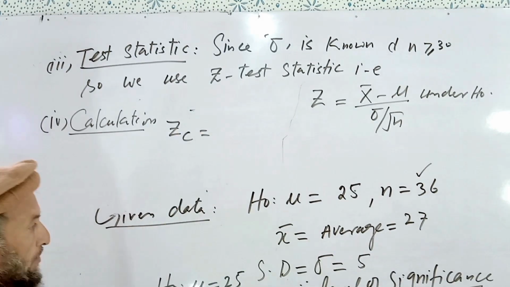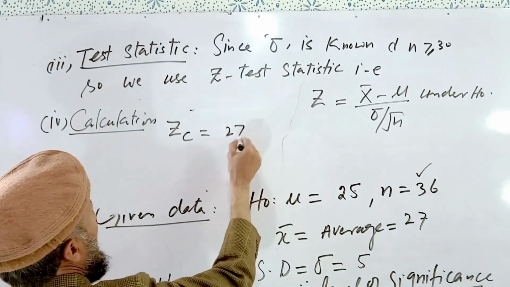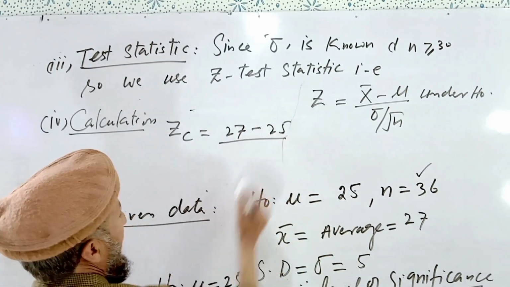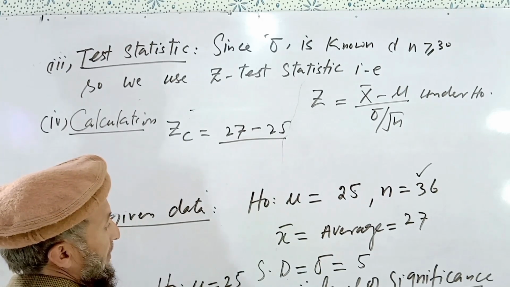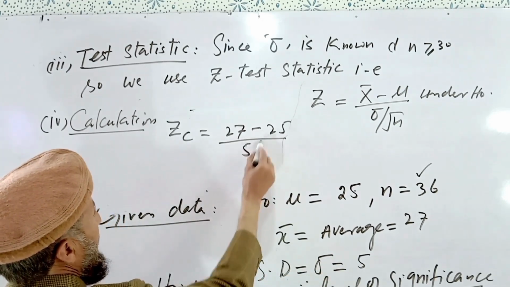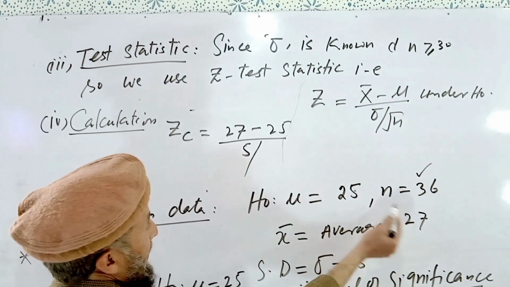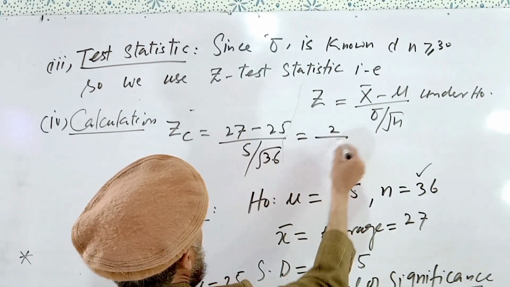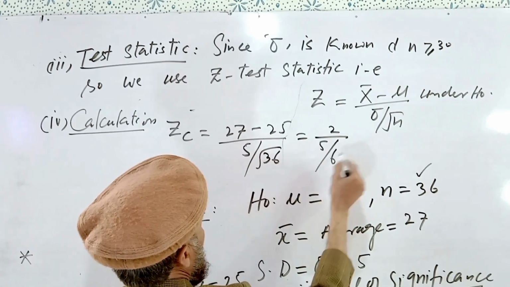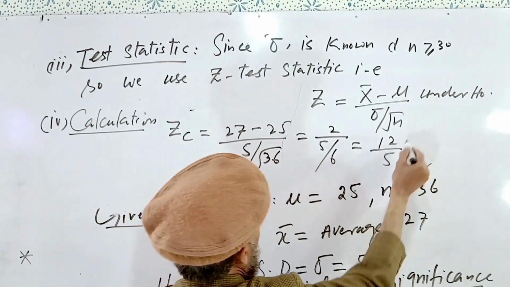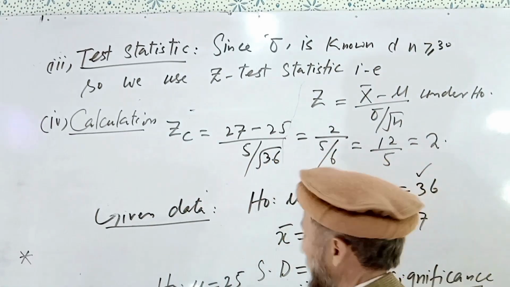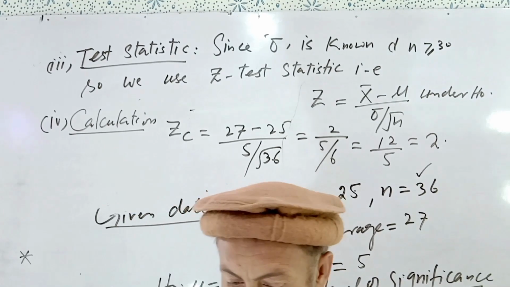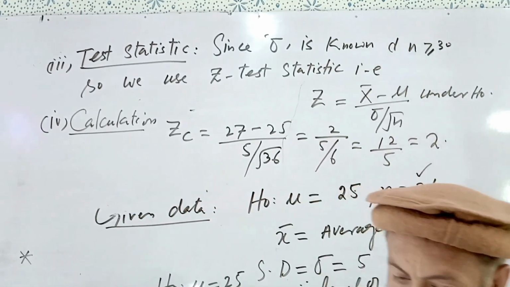Now the calculation. ZC is equal to x bar, which is given as 27, minus mu, which we are testing as 25, divided by sigma, which is known as 5, over root n, where n is 36. If we calculate this, 2 divided by 5 over 6 is 12 over 5, and using a calculator we get 2.4.